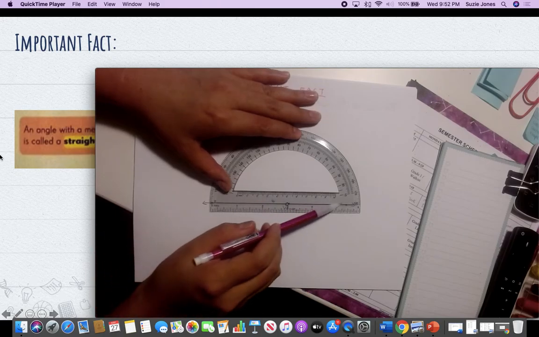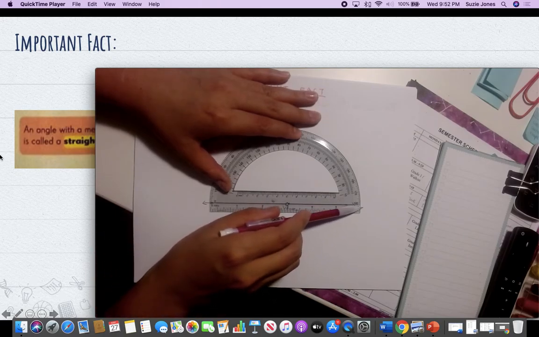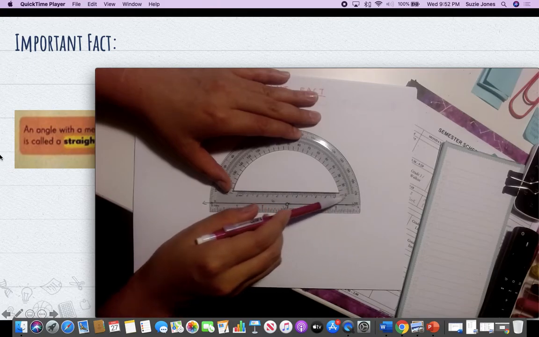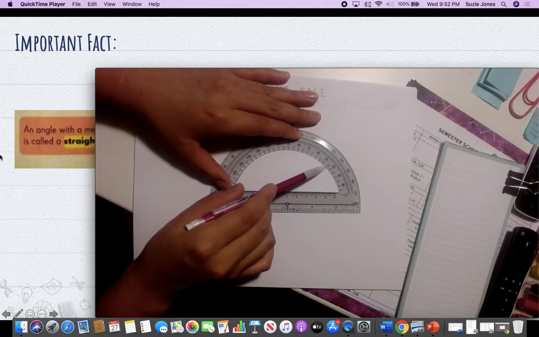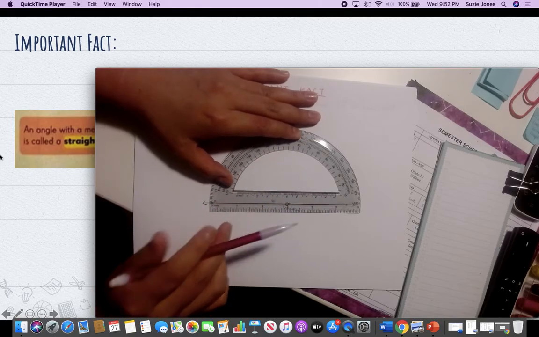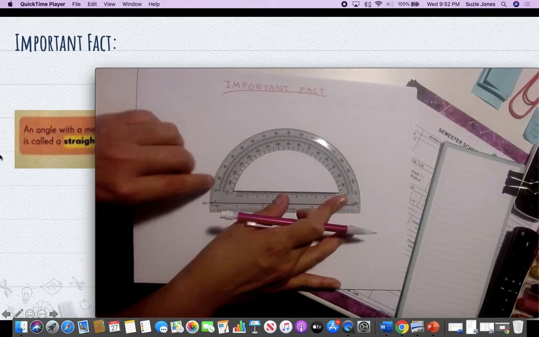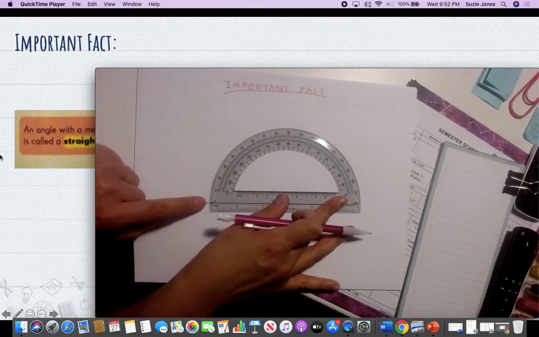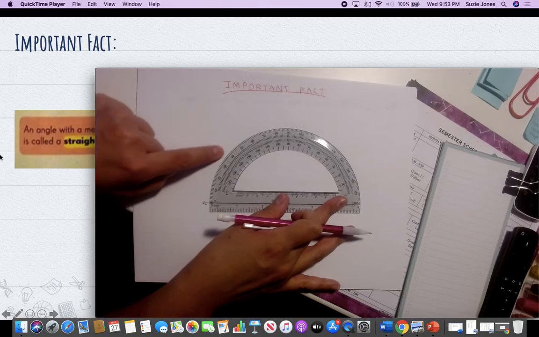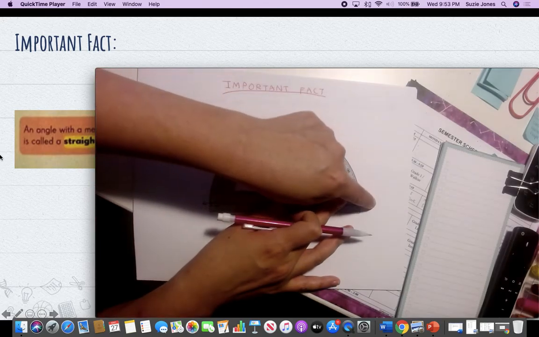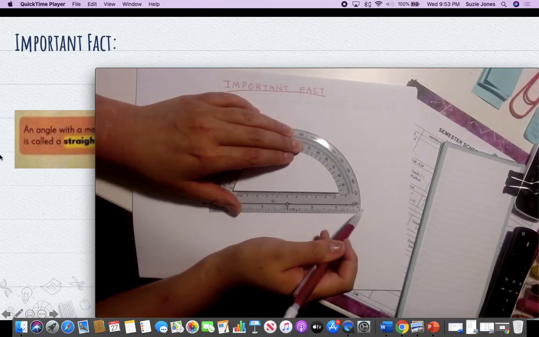Okay. Now if I use my inner scale, remember my inner scale 0 starts on this side of the protractor, which is the right side. Goes from 0, 10, 20, 30, 40, all the way, and my 180 is actually right here. Now using my outer scale, my 0 starts on this side, which is the left side of the protractor, and it goes all the way to 180 right here.